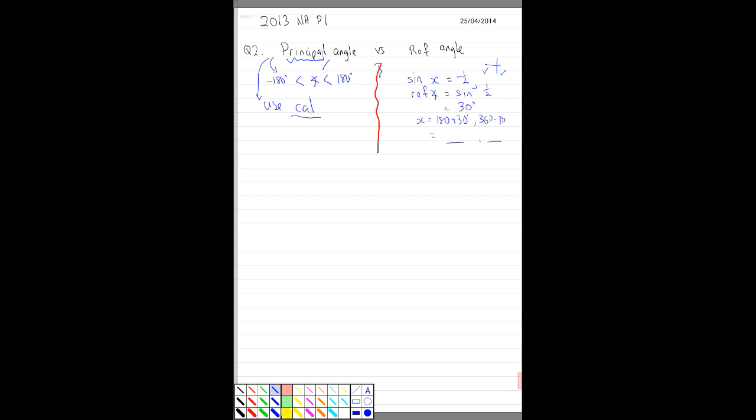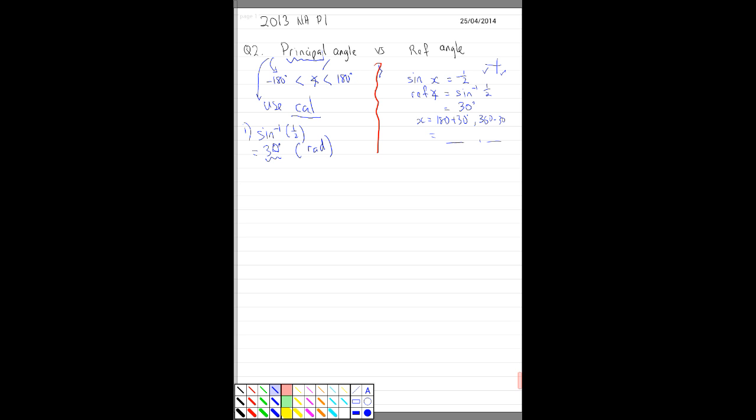Now, what do I mean by that? Look at the first question. I want you to first understand that principal angle and reference angle are two different things. The first question says, find sine inverse half. Agree? Let's try the calculator. 30. Very good. So we know that this angle is 30, but I cannot get the mark. What is the reason? Because they want it in radian. Very good.